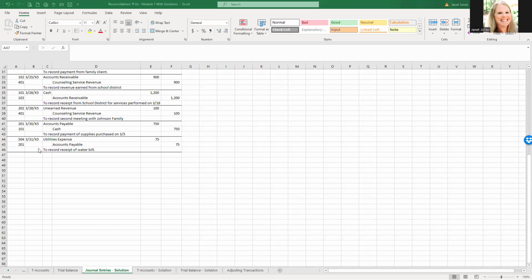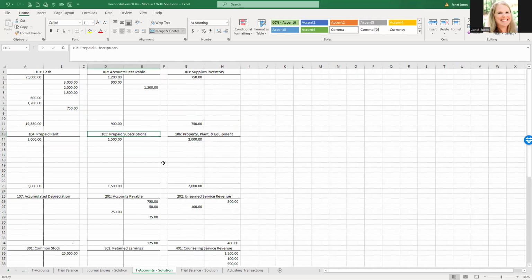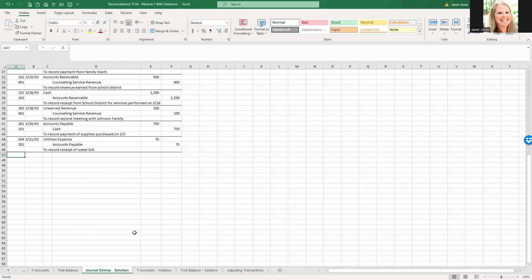For this first one, we have that 1-year lease. We paid 3 months up front. If we look at our T accounts, we see prepaid rent of $3,000. But we're at the end of the first month, so we're using up $1,000 of that. We paid for 3 months, and we need to record that we've used 1 month up. So we're going to do that with a debit to our expense, account 501 on 3/31 of X5.